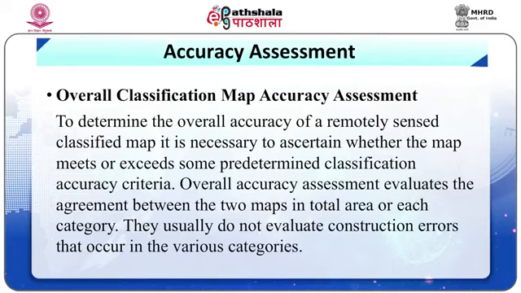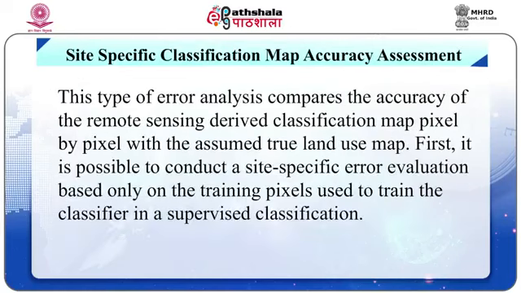Now, overall classification map accuracy assessment. To determine the overall accuracy of a remotely sensed classified map, it is necessary to ascertain whether the map meets or exceeds some predetermined classification accuracy criteria. Overall accuracy assessment evaluates the agreement between the two maps in total area for each category. They usually do not evaluate construction error that occurs in the various categories.